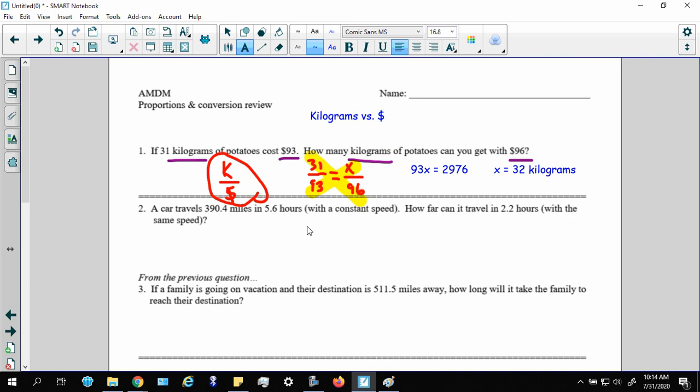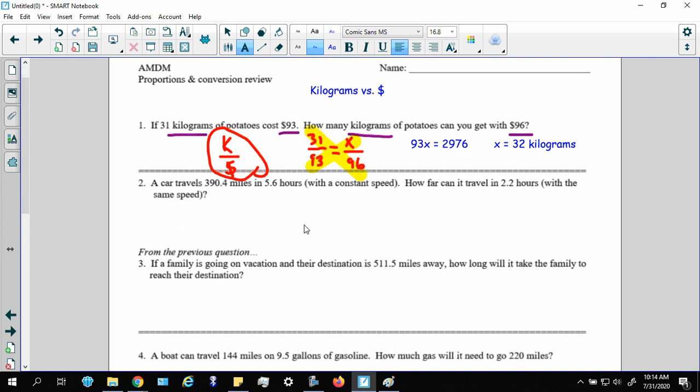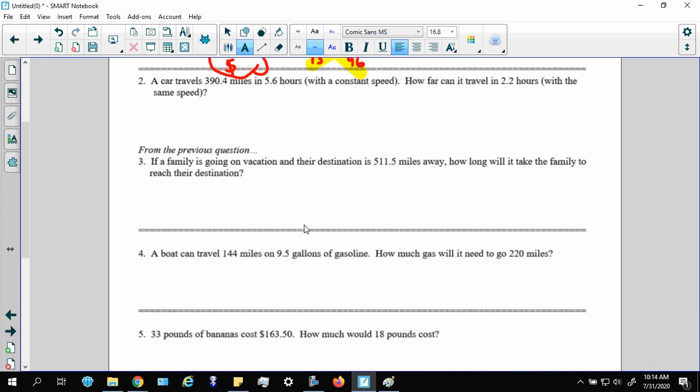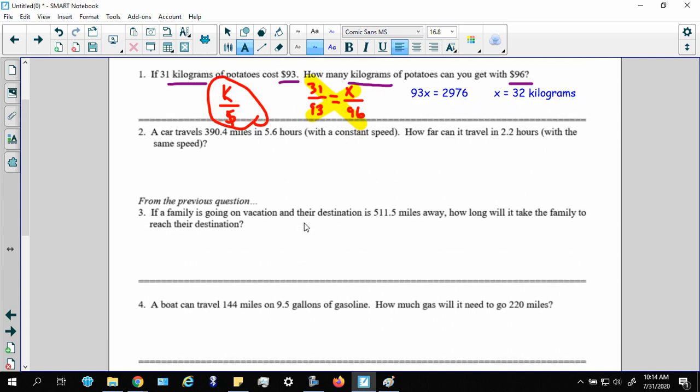To make the best use of our time, I'm going to go through and do question number 2, because it's a previous question. These types of previous question types can sometimes be a problem. All right, so a car travels 390.4 miles in 5.6 hours at constant speed. How far can it travel in 2.2 hours? That's kind of like our warm-up problem.